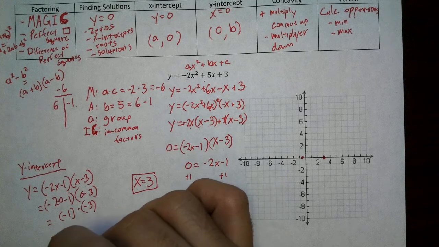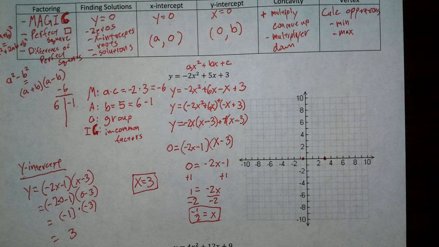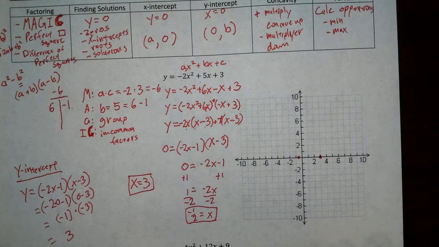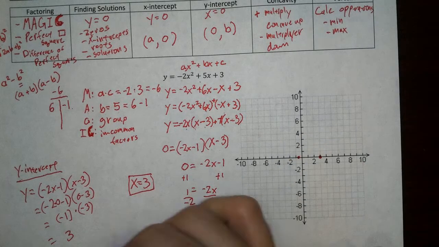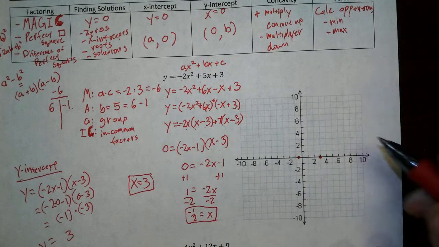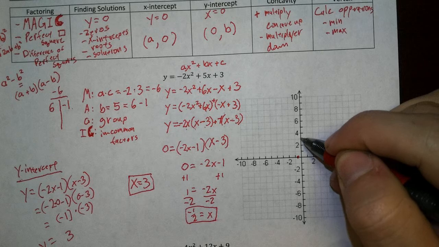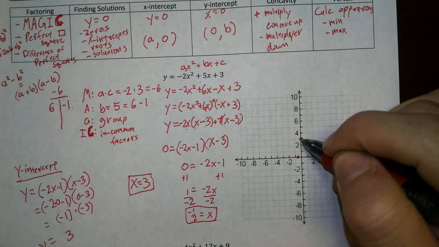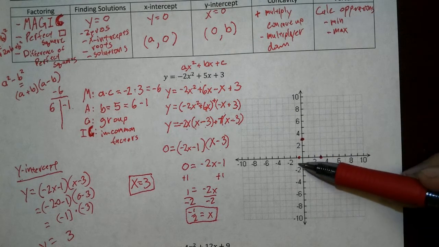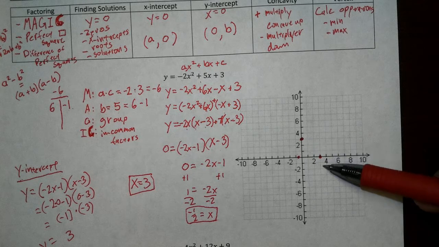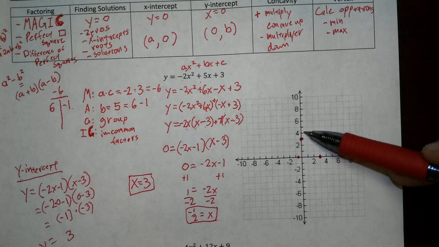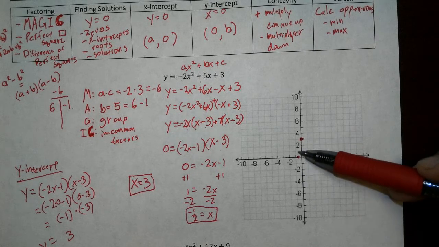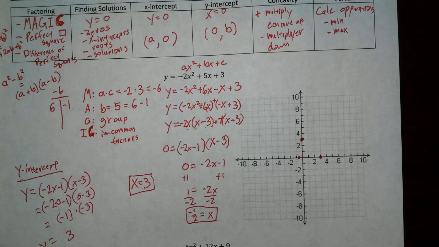Negative 1 times 3 is going to be 3. That's my y-intercept. I can go ahead and plot that. Y is equal to 3 when x is 0, so we go over 0, up 3. That's our y-intercept. And look, you can start connecting these dots maybe. We're going to have some kind of an arc like this. You can see the parabola starting to form.